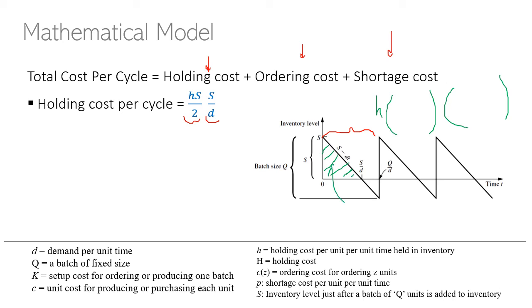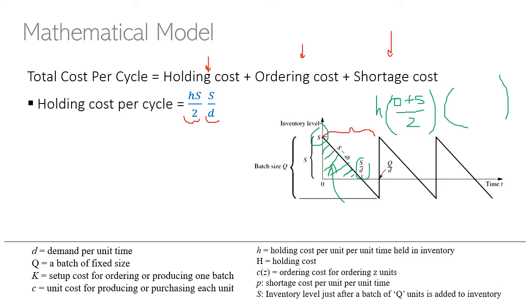So we are going to calculate the average of number of units held from 0 to s by d, and that average is simply minimum plus maximum divided by 2. So the minimum was 0 at s by d and maximum was s at 0. So 0 plus s divided by 2. This is the average inventory or average number of units held during the green portion of the cycle.